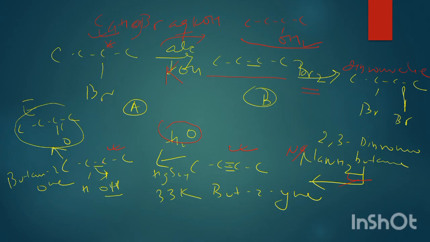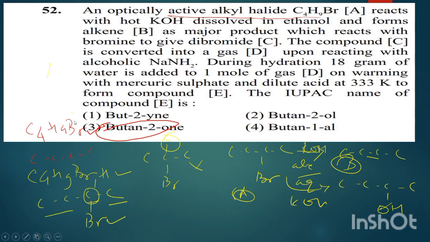Then there is a rearrangement because of the keto-enol form, because the keto is more stable. The answer is E, that is butan-2-one. I hope you all understand.